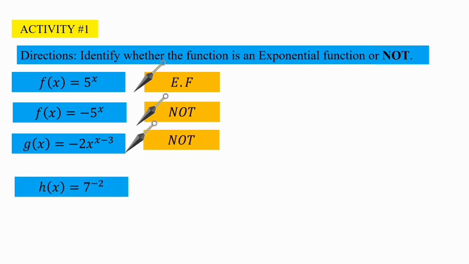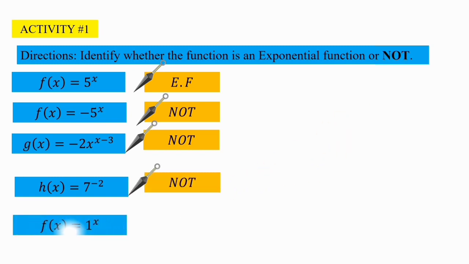How about h of x is equal to 7 raised to the power of negative 2. So, mali din ito. Kasi nga, tama yung base natin, pero yung exponent natin, wala siyang variable. So, not. Sa number 5, it is not. Why? Kasi yung base natin, 1. And sa definition ng exponential function, your b should not be equal to 1.